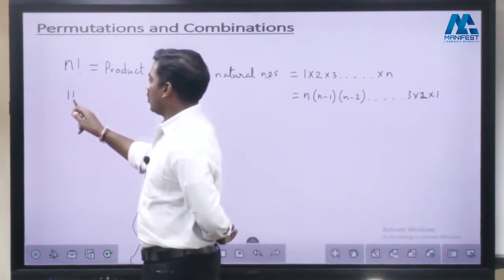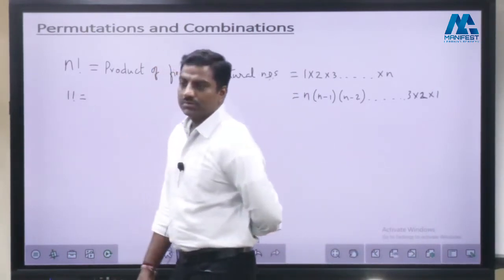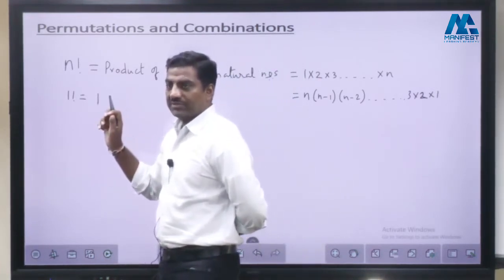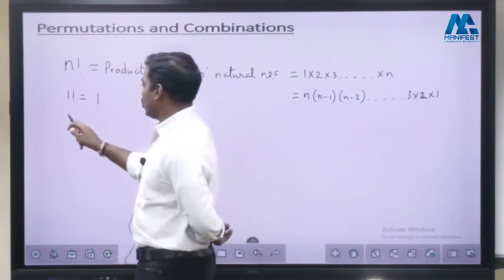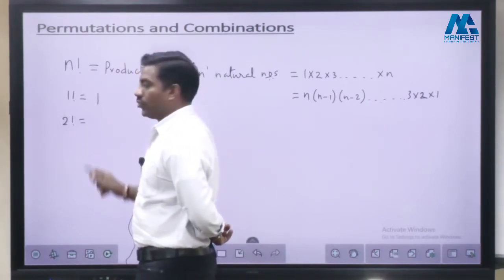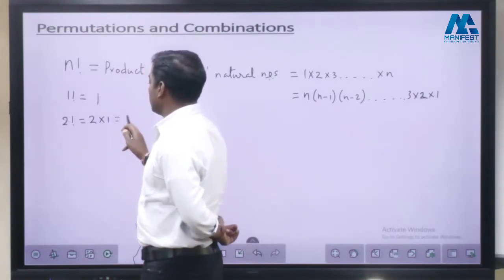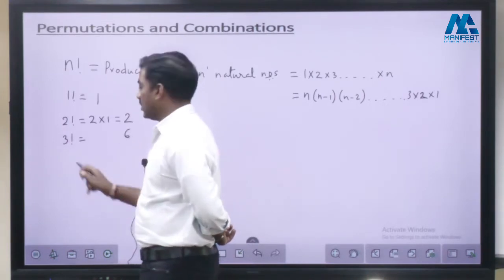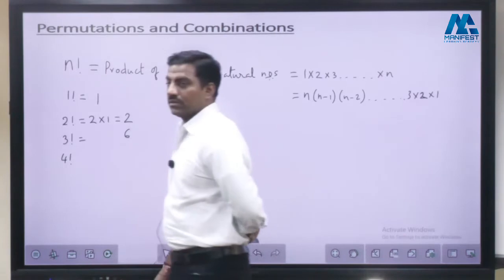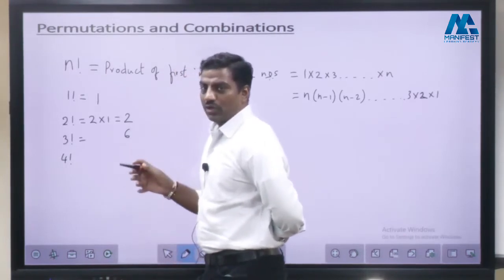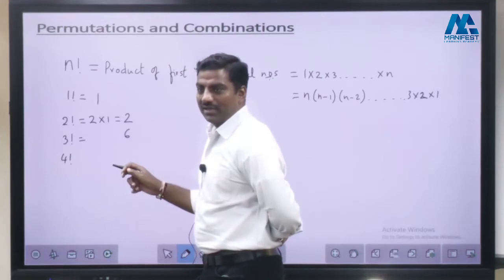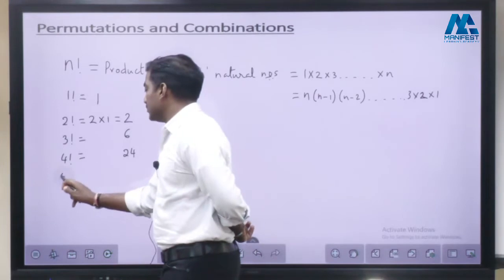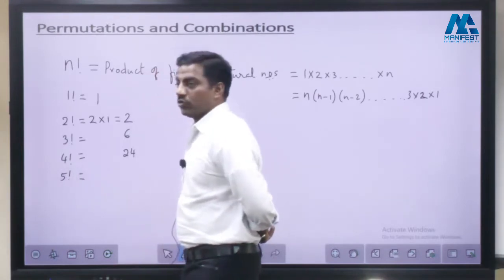what is 1 factorial? 1. Don't take 0, okay? Don't multiply up to 0. That is why I have taken only natural numbers. Then 2 factorial, 2. 2 into 1, that is 3 factorial, 6. 4 factorial: again, don't multiply 4, 3, 2, 1. Already you have multiplied 3, 2, 1. 6 into 4, 24. 5 factorial, 24 into 5, 120.